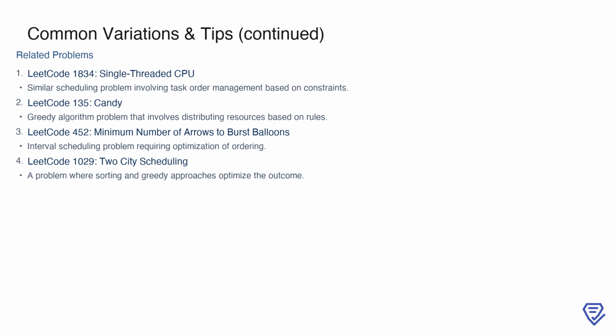Another related problem is LeetCode 135, Candy, which uses a greedy algorithm to distribute resources based on specific rules. Additionally, LeetCode 452, minimum number of arrows to burst balloons, is an interval scheduling problem that requires optimizing the order of operations to minimize resources. Finally, LeetCode 1029, two-city scheduling, also emphasizes sorting and greedy approaches to achieve the best outcome.